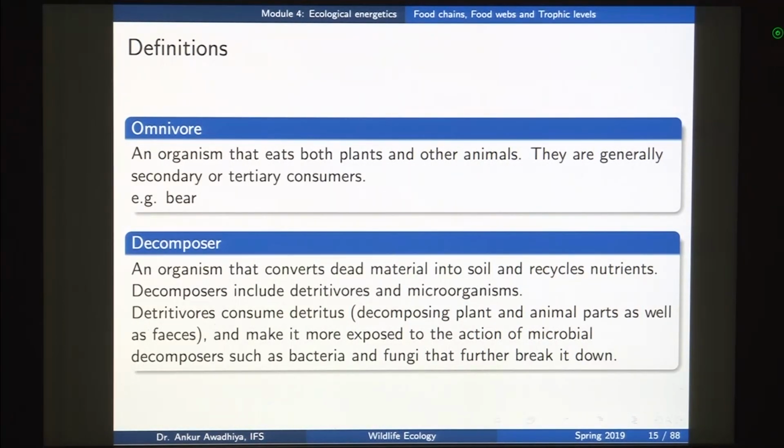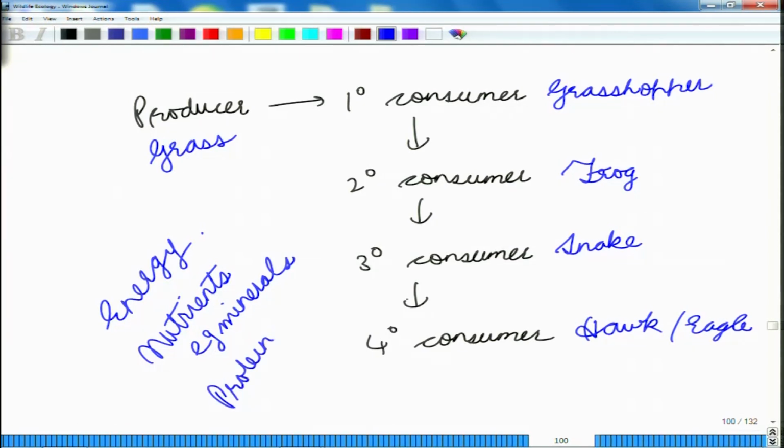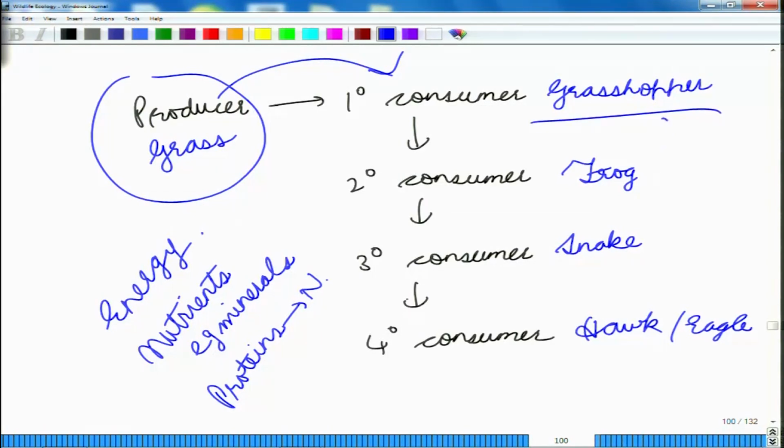Next is a decomposer. A decomposer is an organism that converts dead material into soil and recycles the nutrients. So, when we are talking about any food chain, not only is energy getting passed, but also other nutrients such as minerals. So, for instance, proteins have nitrogen in them. The plant proteins have nitrogen, from there the nitrogen has moved into the grasshopper, from there to the frog, from there to the snake, from there to the hawk and eagle.